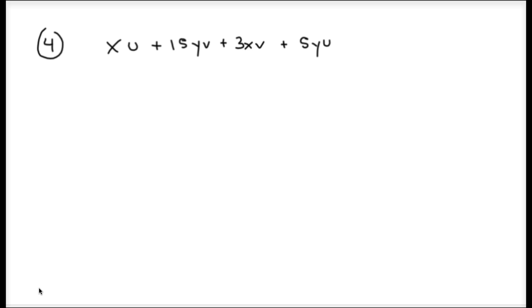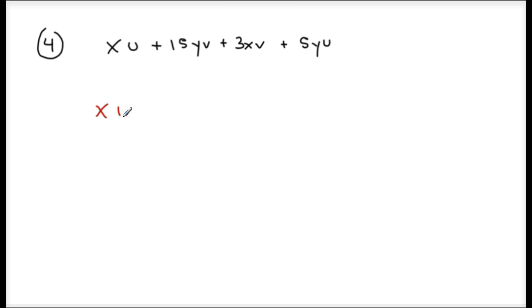Alright, fourth example. xu plus 15yv plus 3xv plus 5yu. We're noticing here that the first 2 terms do not have a common factor. The variables are not the same. xu and yv are not the same. The last one, xv and yu, are not the same. So in this case, you can rearrange the order. So we could change this any way we want.